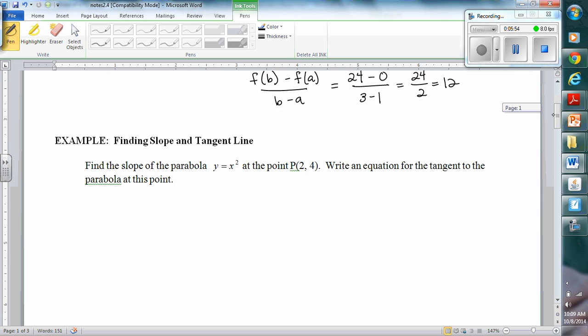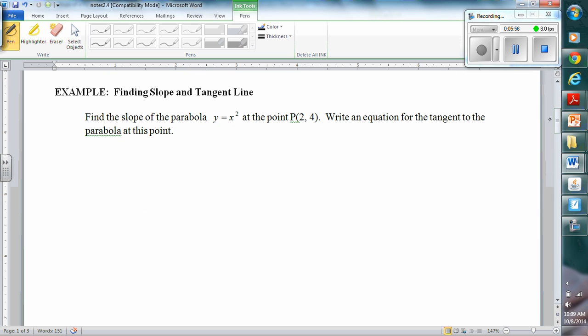Finding slope and tangent line. So this is where we're going to look for it at a specific point. And I'll show you this one last time again, where we have a point on this graph, and we can graph this. 1 squared, you get 1. 2 squared, you get 4. 3 squared, you get 9, way up there. So we have this graph.